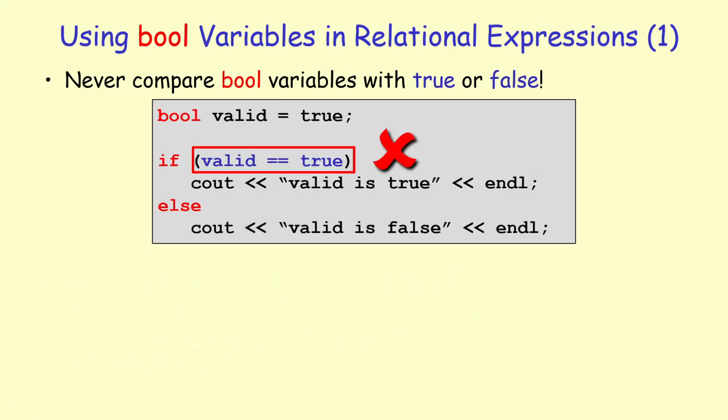Another common mistake is to compare Boolean variables with true or false. So you should never write expressions like this. So valid is a Boolean variable initialized to true.